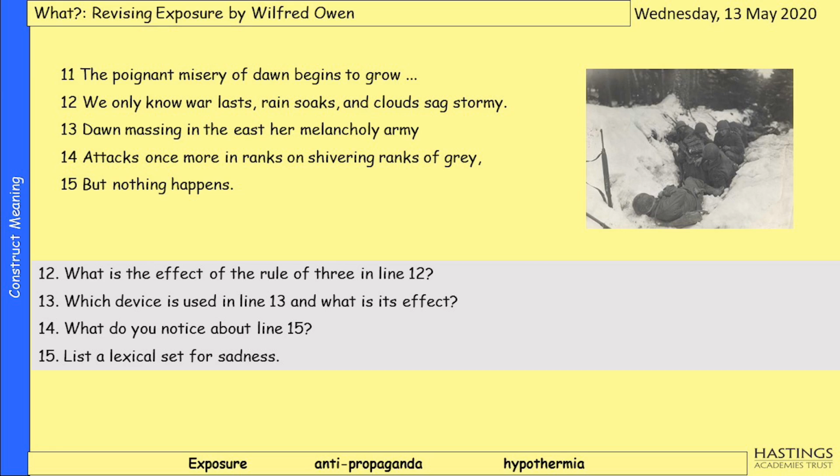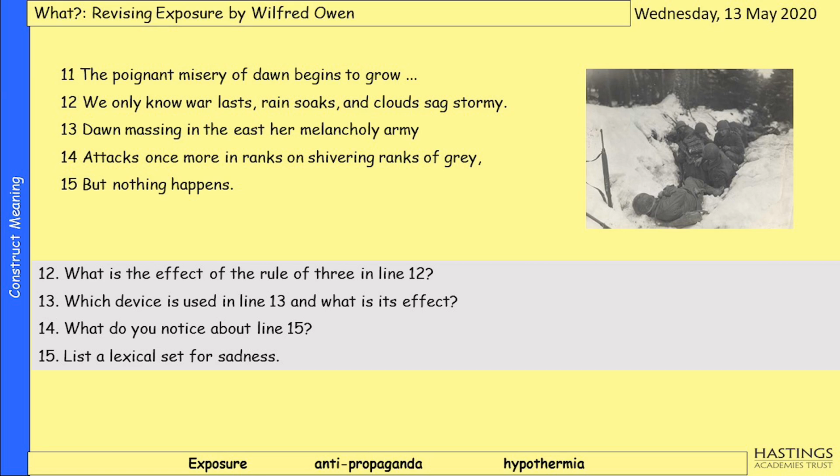Number 14. Hopefully you've noticed that the final line in this stanza was repeated in the first stanza, and it gets repeated again a few more times throughout the poem. It is known as a refrain. When you repeat a line in poetry, that's known as a refrain. It reflects Owen's belief that war is futile.